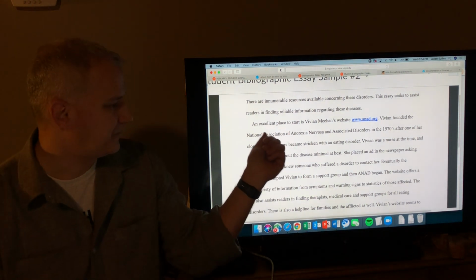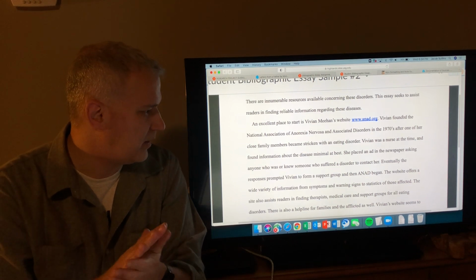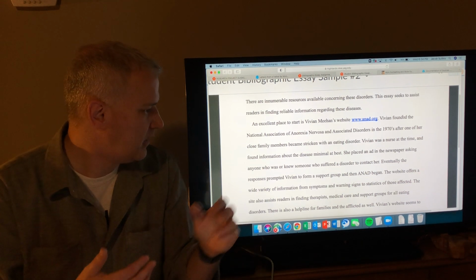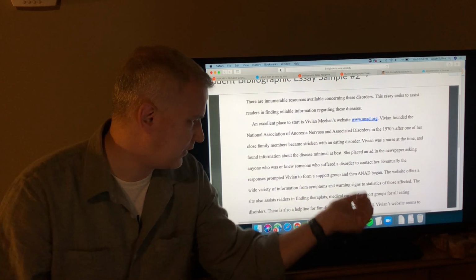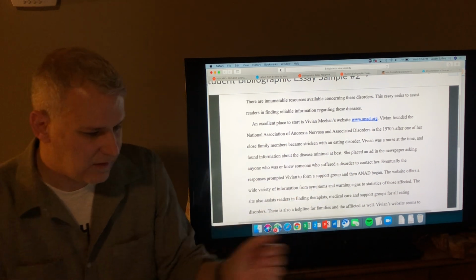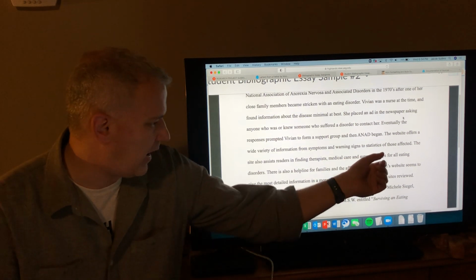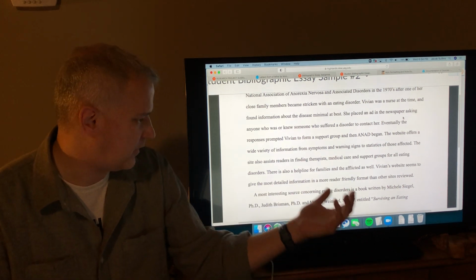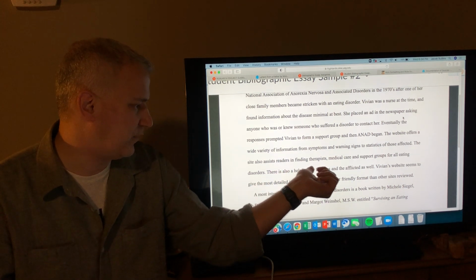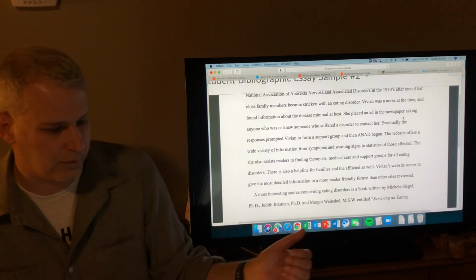You can see right here. An excellent place to start is Vivian Meehan's website, www.anad.org. Vivian founded the National Association of Anorexia Nervosa and Associated Disorders in the 1970s, and then it tells you the website offers a wide variety of information from symptoms and warning signs to statistics of those affected. The site also assists readers in finding therapists, medical care, and support groups for all eating disorders.